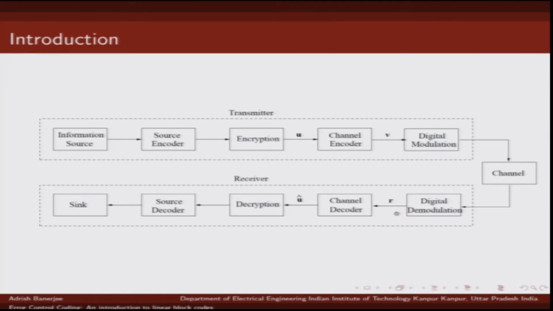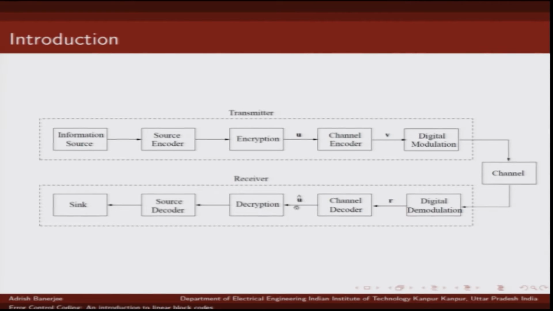We use the notation R for the received signal, the demodulated signal, and we will use U hat to denote the estimated information bits. Now, if U is equal to U hat, there is no error. However, if U is not the same as U hat, then there are decoding errors.